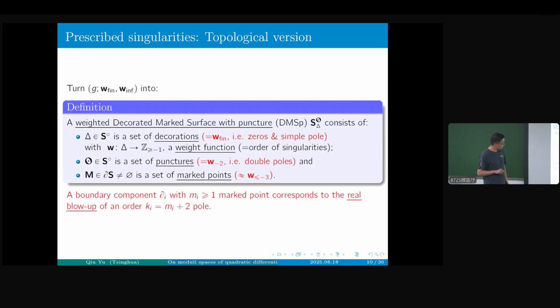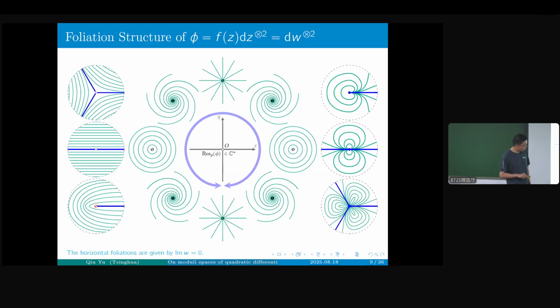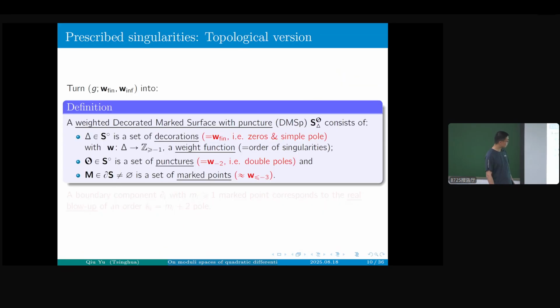And the order of the pole will be recorded by marking points on this boundary component. The number of markings equals the order of the pole minus 2. So basically, for example, when you have a pole of order 5, you have 3 distinguished directions. So we will replace this pole with a boundary component and 3 marked points indicating 3 directions to this pole. So this is the topological version of the numerical data for a moduli space.